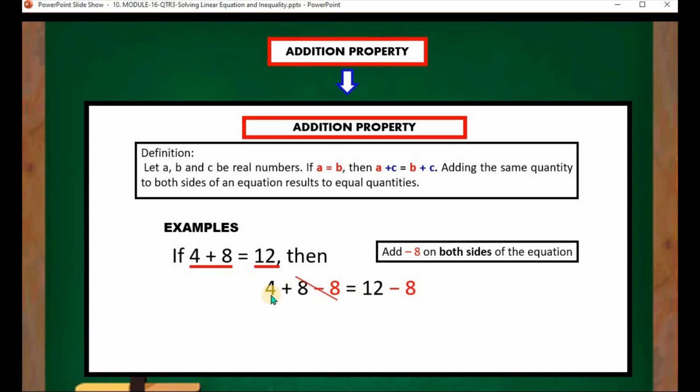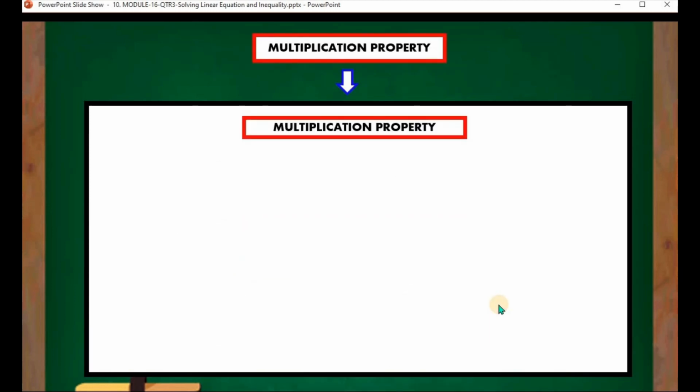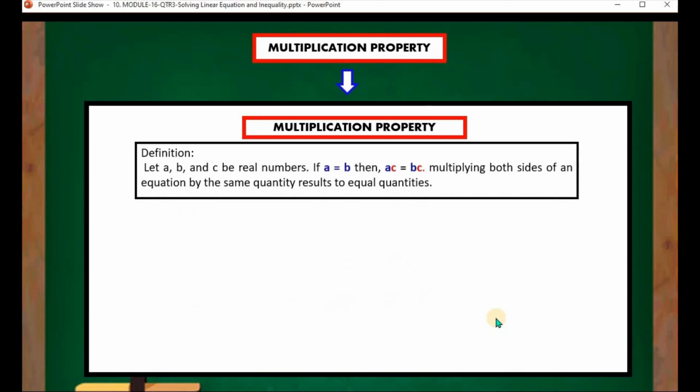So, what is left here is 4. Let's see, this should be 4. 12 minus 8, is it 4? Yes. So, we still maintain the equation balance. That's called APE or addition property of equality. Now, we also have what we call the multiplication property of equality. Same concept, but what is in here is multiplication.